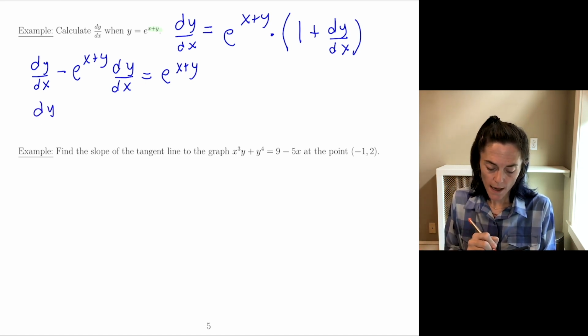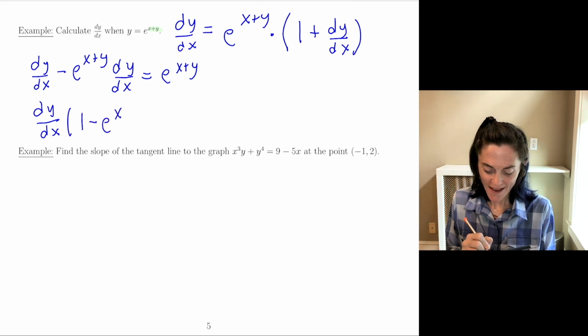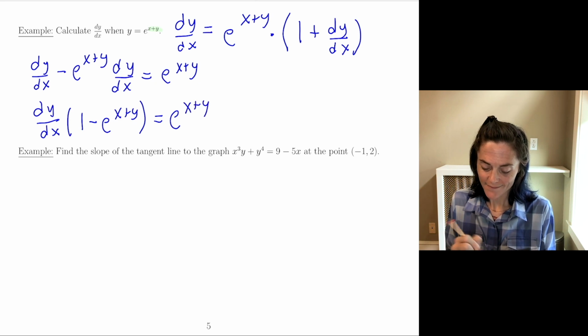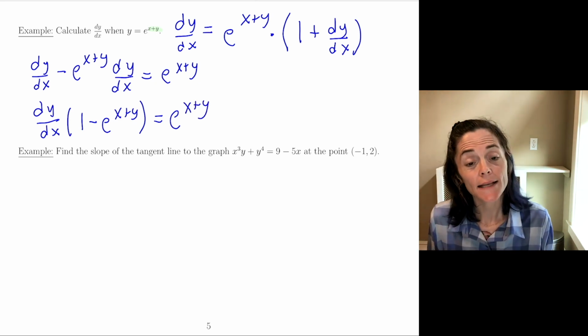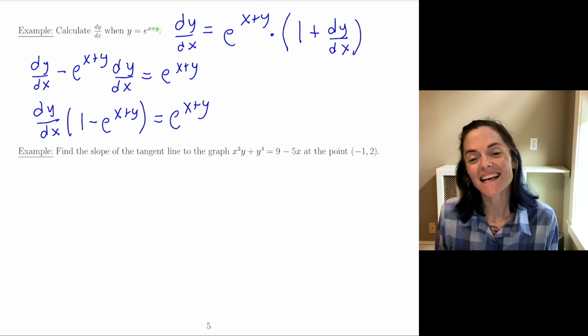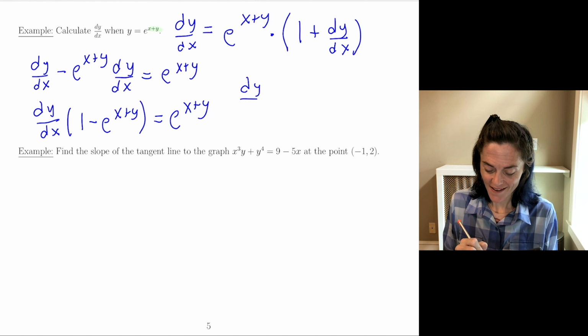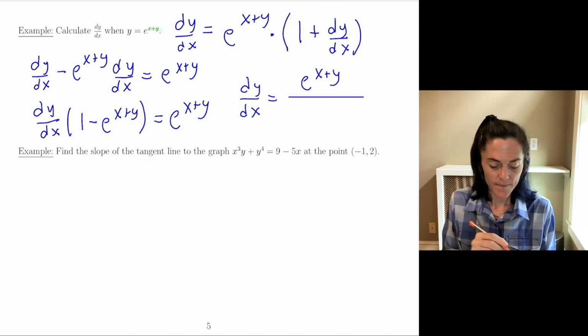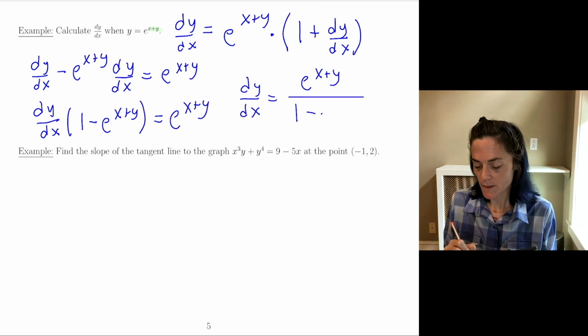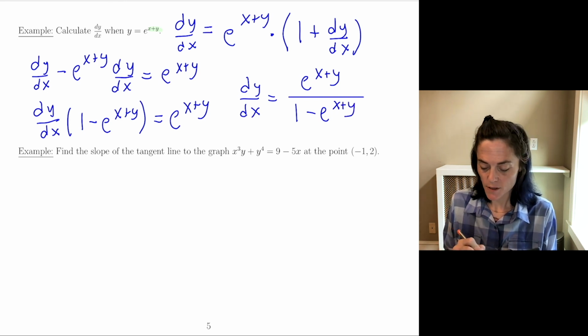So I have dy/dx times 1 minus e to the x plus y equals e to the x plus y. Now I'm ready for my final answer. We just divide by 1 minus e to the x plus y. So dy/dx equals e to the x plus y divided by 1 minus e to the x plus y. This is my final answer.